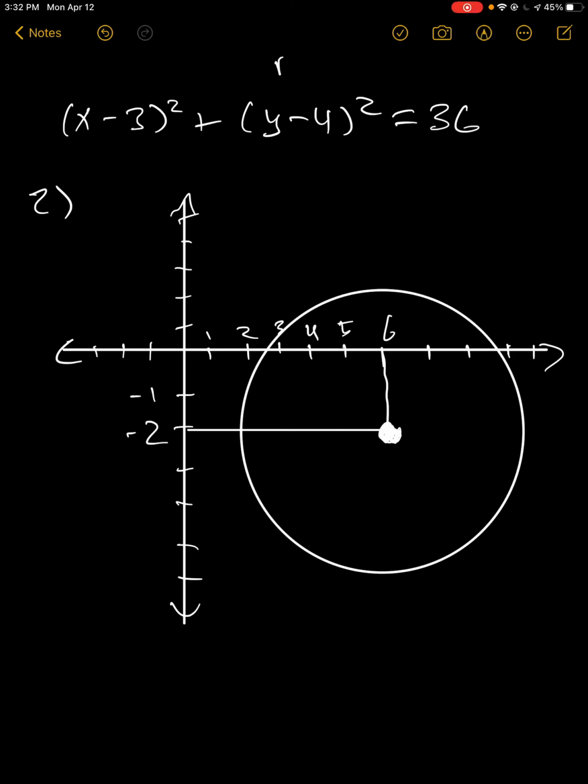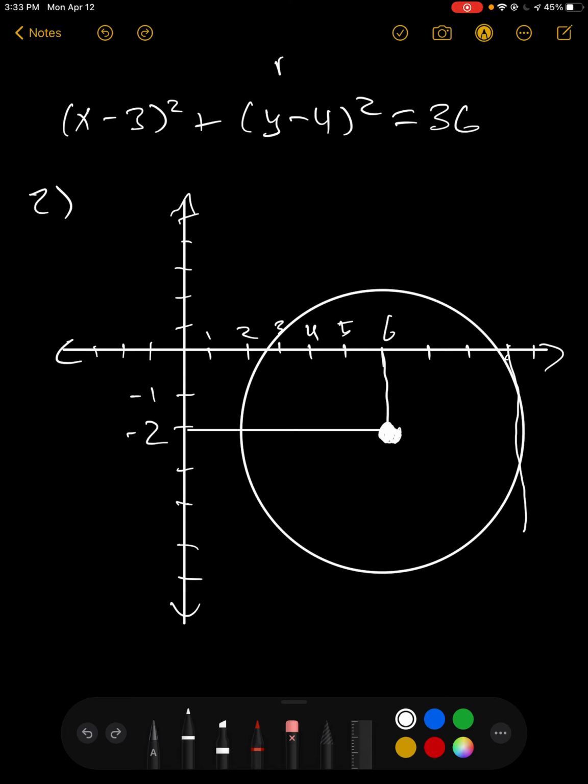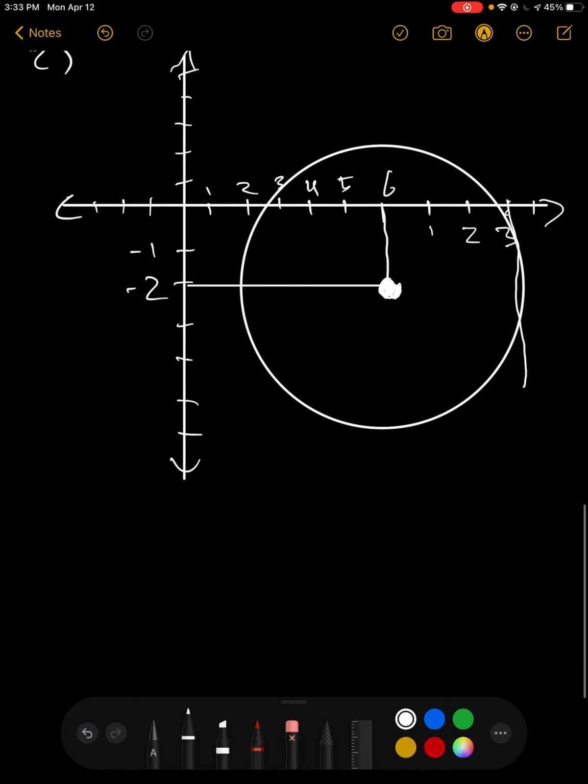Now, in order to find the radius, what we need to do is count from the center of the circle to where a point lines up. So in this case, it would be right here, right? If we count units over, that's going to be 1 unit, 2 units, 3 units over, right? So we know that the radius is 3. So let's go back. We know our center is equal to 6, negative 2. We know that the radius is equal to 3.